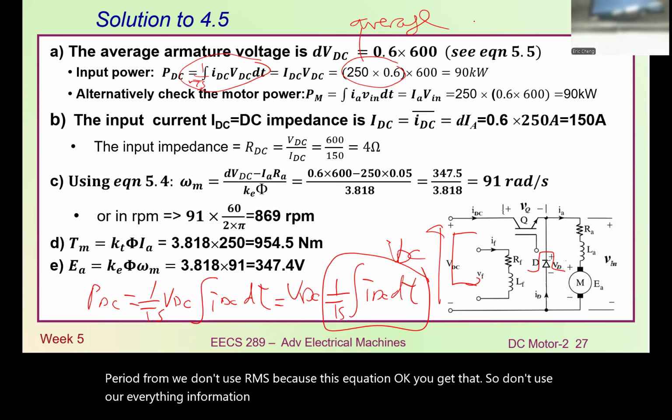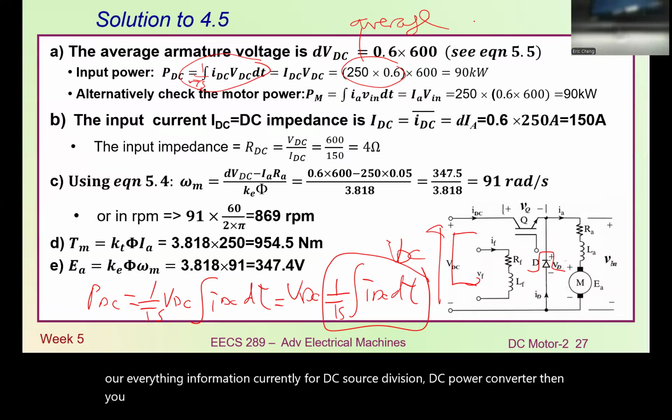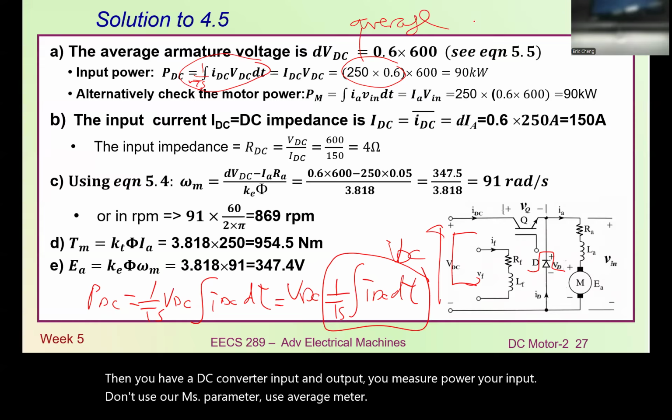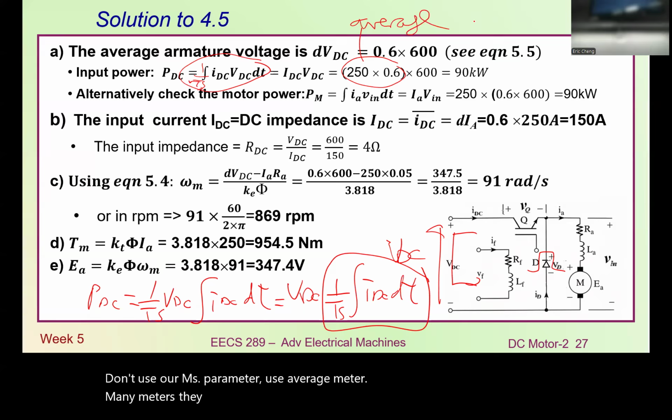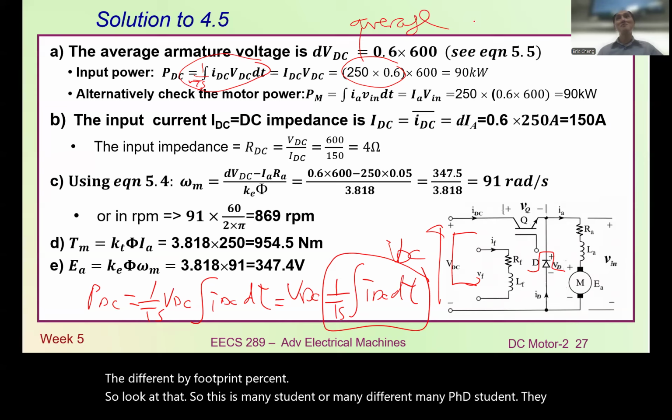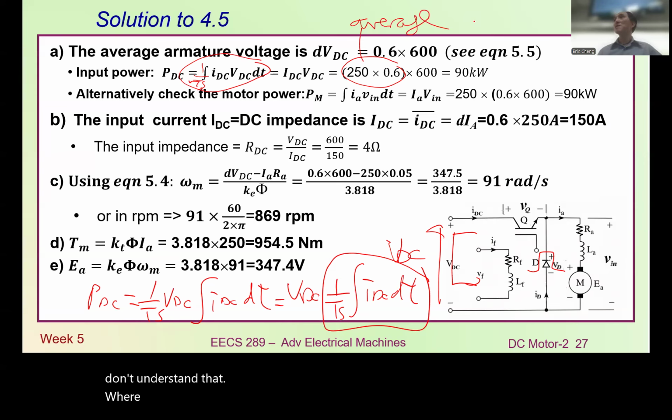If you're doing a DC to DC power converter, then you have a DC converter input and output. You measure power at the input, don't use an RMS current meter, use an average meter. Many meters say true RMS, that's incorrect. You get the wrong answer, a difference of 50%. Many students, or even many PhD students, don't understand when to use average and when to use RMS.